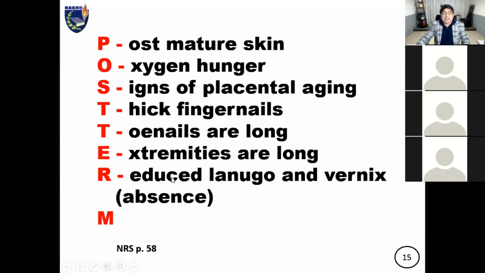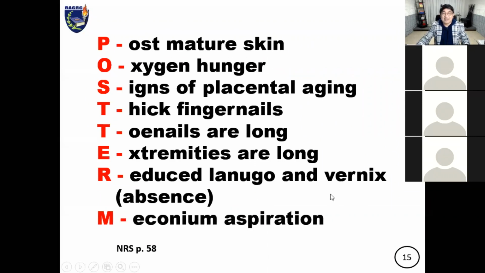Okay, so excess lanugo, you have preterm. Reduced lanugo, you have post-term. Excess vernix, you have preterm. Absence of vernix, you have post-term. And then assess for potential meconium aspiration, which could actually lead to fetal distress.